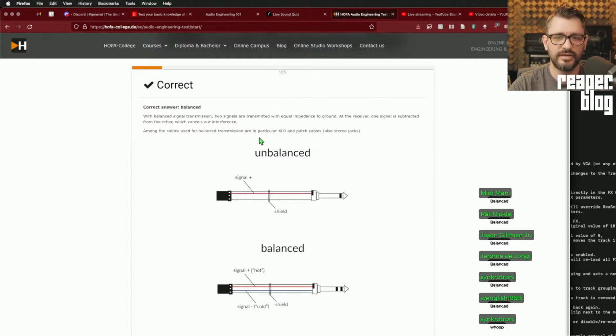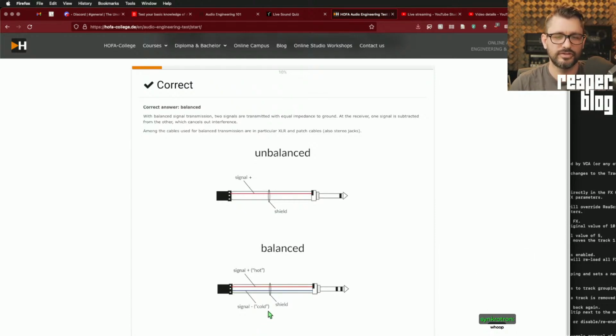Unbalanced cable has a signal and a shield, and a balanced cable has a signal hot, a signal cold, and a shield. The hot and cold are combined. Whatever is the same gets boosted, amplified. Whatever is different, which should just be noise picked up on one wire or the other, gets subtracted.